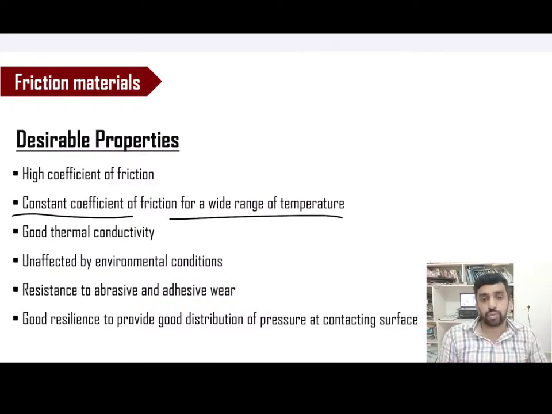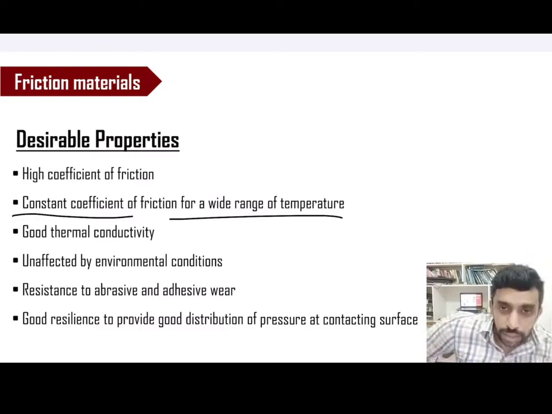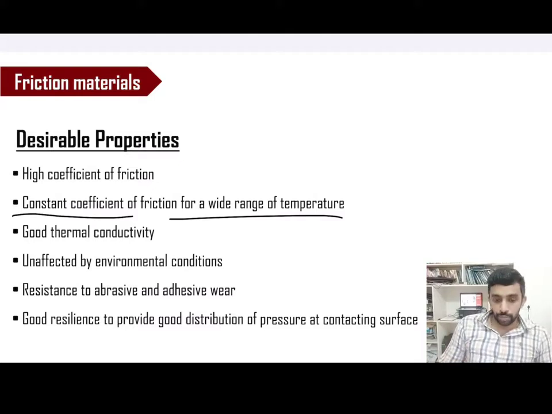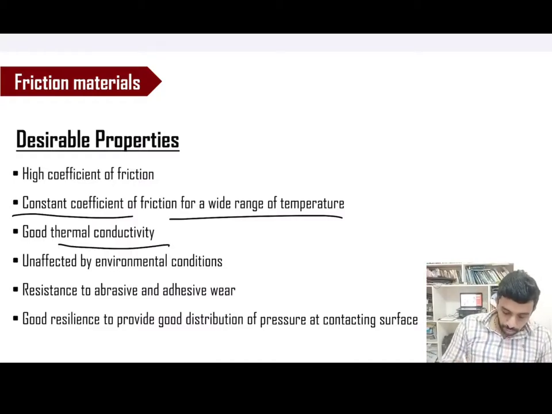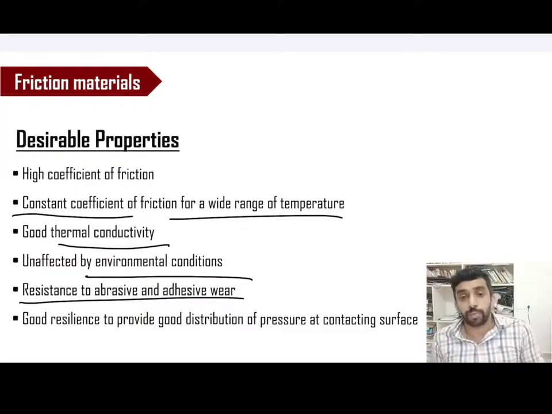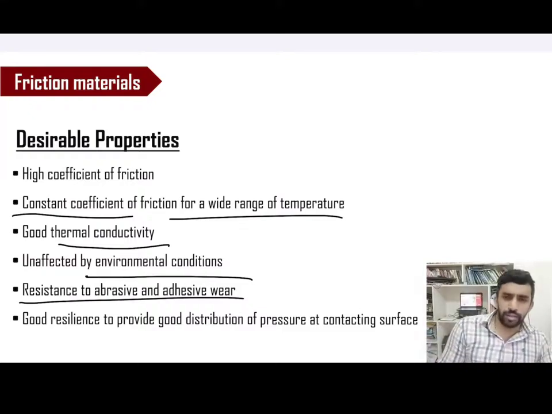We cannot say that the clutch is going to work at a particular temperature. No, it is not the condition. The clutch is going to work in different temperature conditions, based upon the speed, the way in which we engage and disengage, and the condition of the friction material. All these things matter, so it should have a constant coefficient of friction. Definitely it should have good thermal conductivity. It should not be affected by the environmental condition, and it should have high wear resistance. All these are some of the desirable properties of friction material. I think these properties are self-explanatory, and we can write them from our common sense.